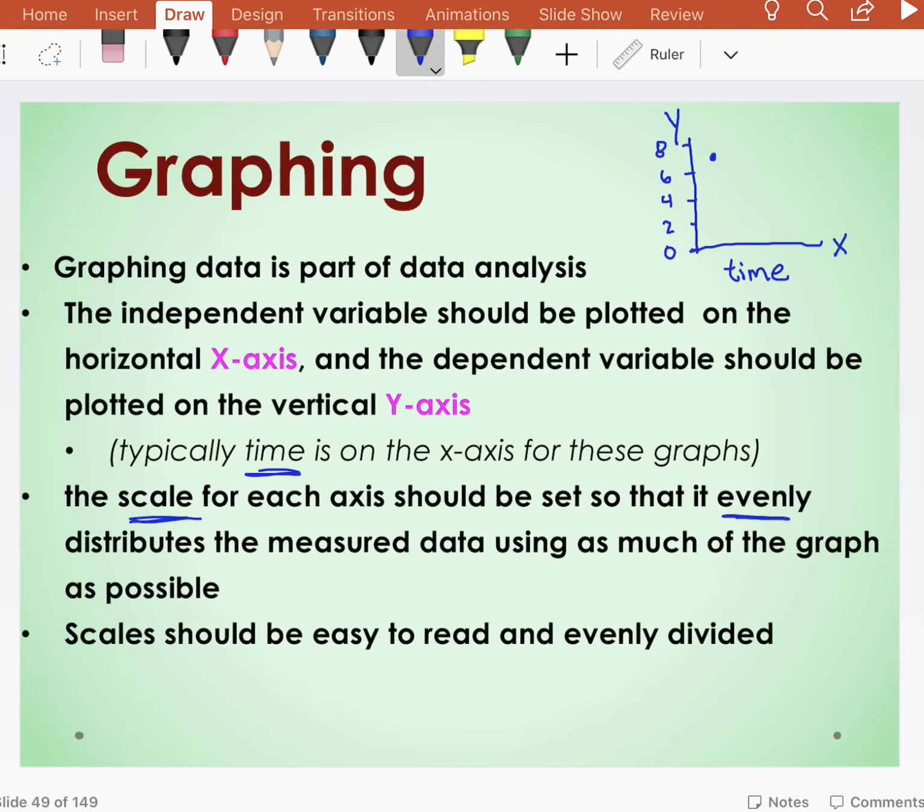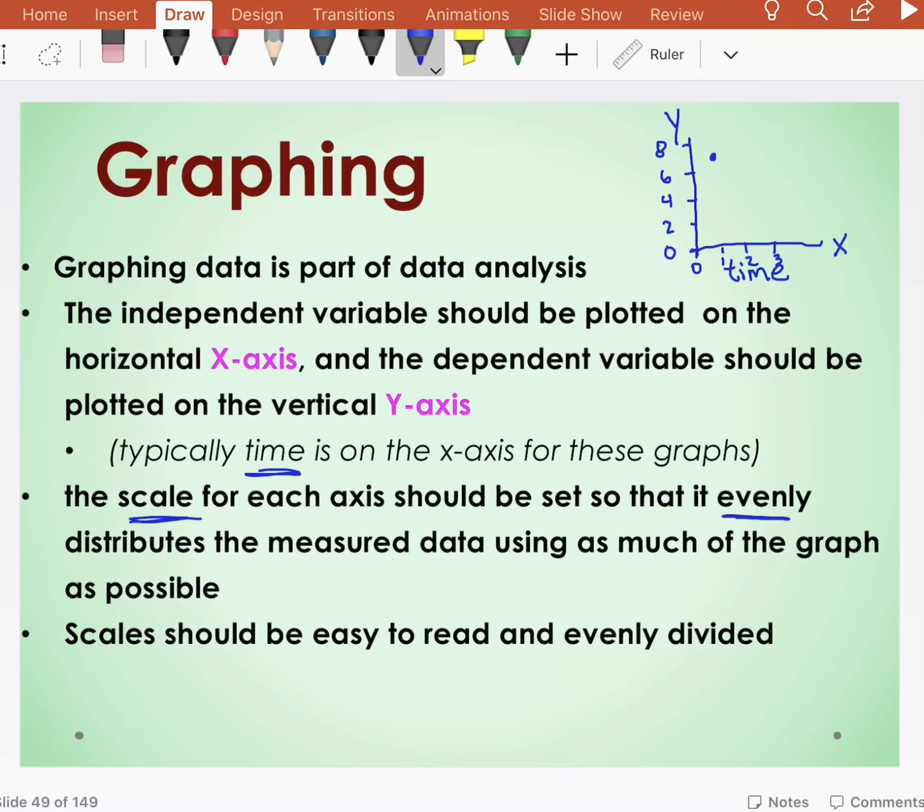It needs to be even. And the y and the x-axis don't have to be the same. So I could choose, even though my y-axis went up by 2, maybe my x-axis goes up by 1. Okay, so if I were to correct you and say, your scale is not even, that would be what I'm referring to.